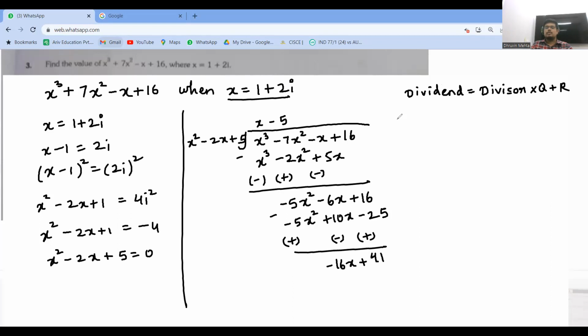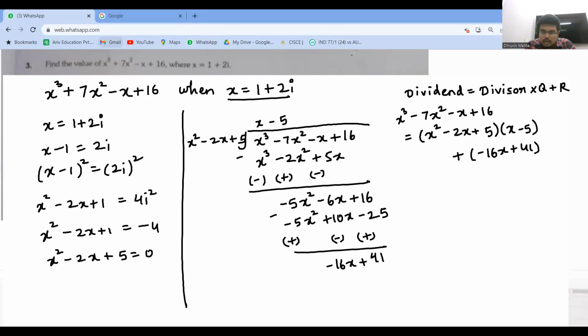तो यहाँ पे डिविडेंड जो है x cube minus 7x square minus x plus 16 is equal to, divisor is x square minus 2x plus 5 into quotient is x minus 5 plus remainder is minus 16x plus 41. Now Arush, what do we know about x square minus 2x plus 5?